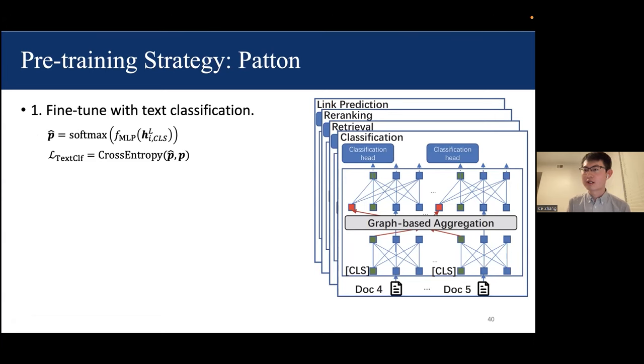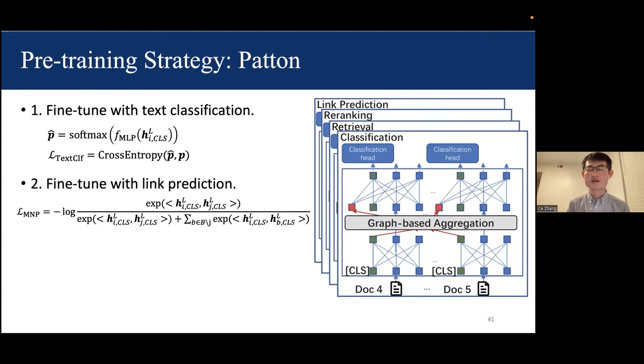For text classification, each document should have its own ground truth category. For example, an email is spam or not, or an academic paper is machine learning, or data mining, or computer vision. Finally, we have the cross entropy loss for text classification, and then we optimize this loss for fine-tuning the model.